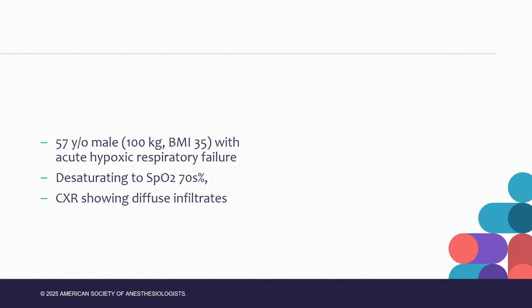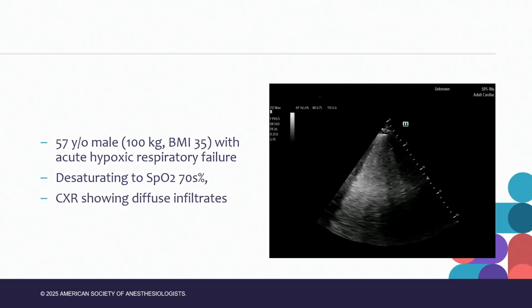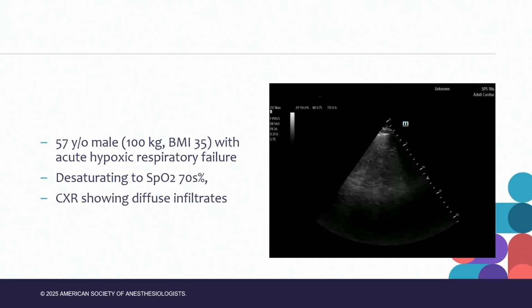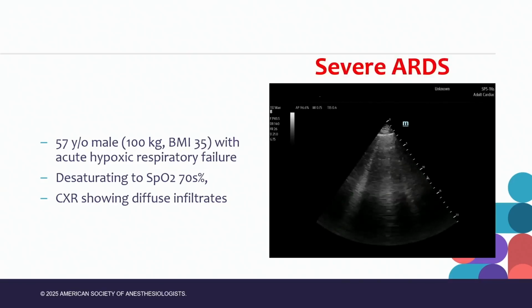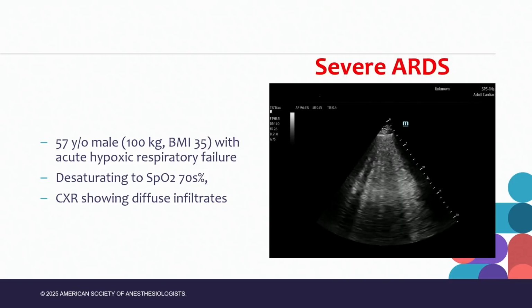So now this is a MICU patient desaturating to the 70s. You look at the chest x-ray, has diffuse bilateral infiltrates, right? You put in your probe, you see a bunch of B lines here. This patient probably has severe ARDS, right? So what do we want to do different in this patient if we know that this patient has severe ARDS?